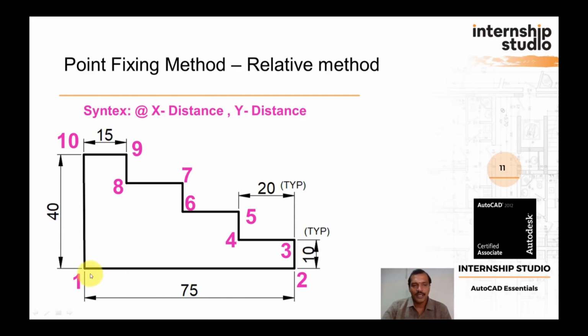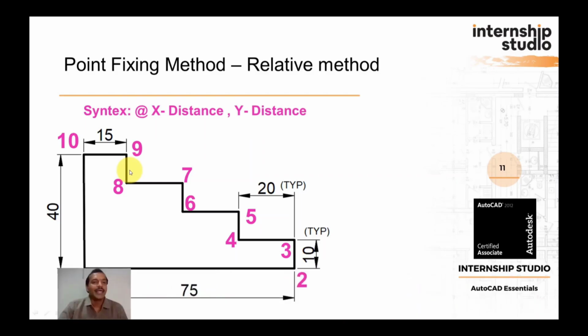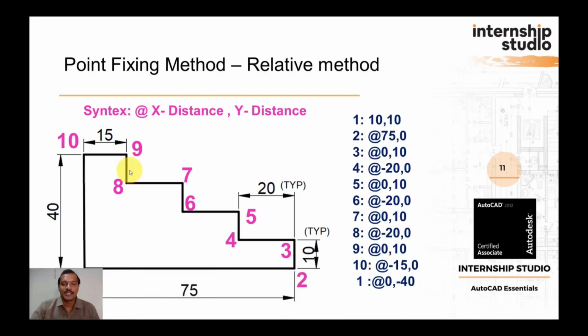First see this horizontal line 1 to 2, x 75, y 0. 2 to 3, x 0, y 10. 3 to 4, we are moving towards the negative x direction, so minus 20 for x, y becomes 0. Similarly, we are going to find out, because for each line we know the distance. Okay. So now we are going to draw these lines using the x distance, y distance.